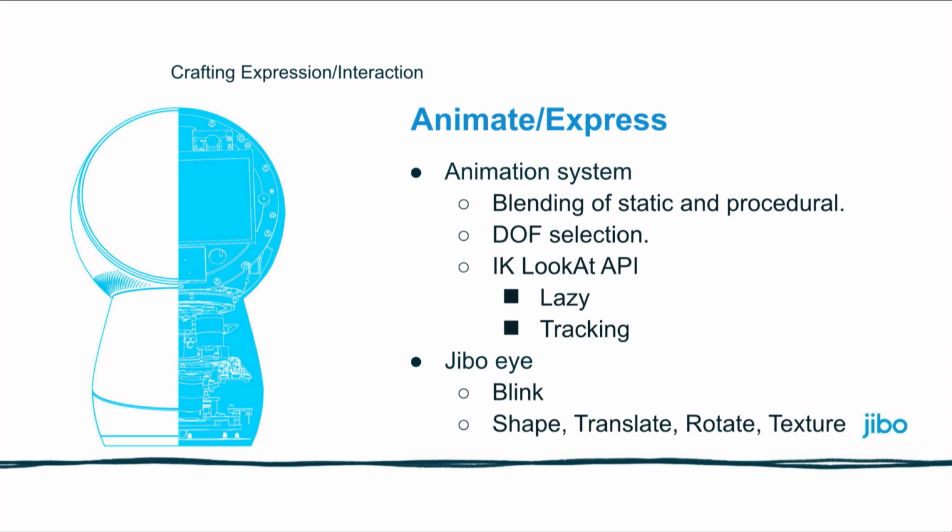The animation expression is one of my favorite systems. It is designed like a game animation system, so you have all the things that you would have in a game animation system, like blending, static and procedural animations. Except with the robot, you have these real degrees of freedom instead of in a virtual game. He has inverse kinematics, so as a developer, if I want him to look at a point in space, maybe a face or a person or motion or sound or whatever, you just give the animation system a point in 3D space, and it does all the math and inverse kinematics for Jibo to actually look at it.